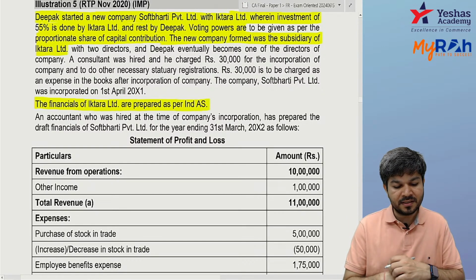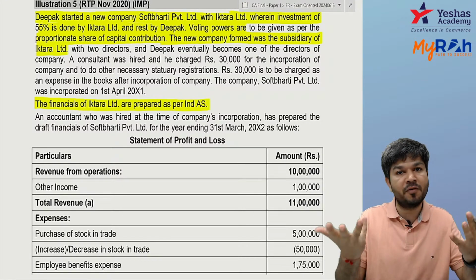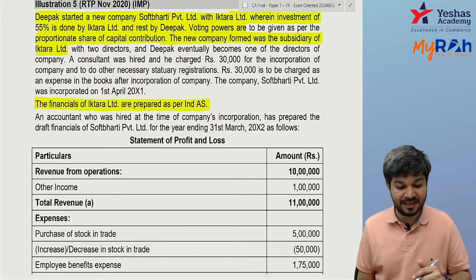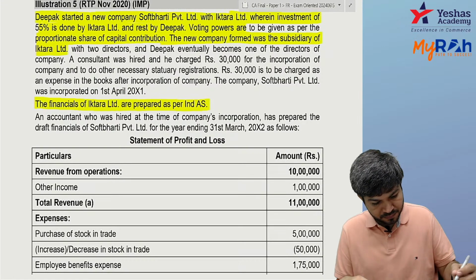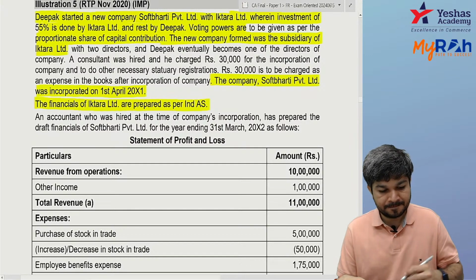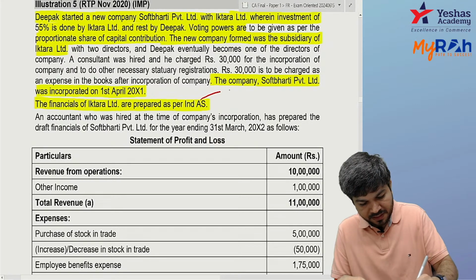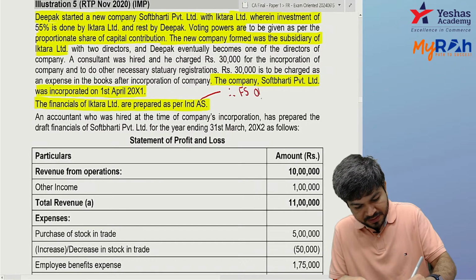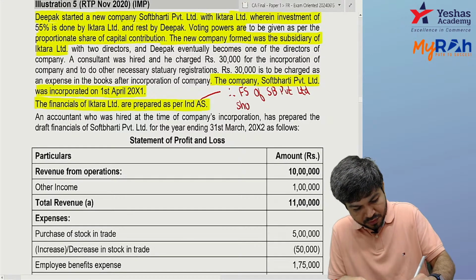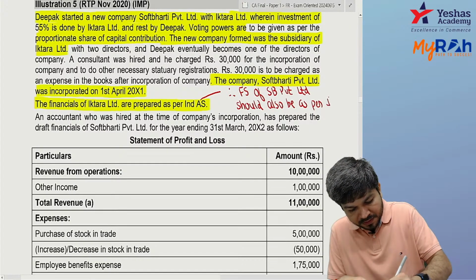A consultant was hired, and 30,000 incorporation expense was charged to P&L once the company is formed, correct? Once the company is formed, incorporation expenses go directly to your P&L; they are not capitalized. The new company is formed on 1st April. Therefore, the financial statements of Soft Bharti Private Limited should also be as per Ind AS.